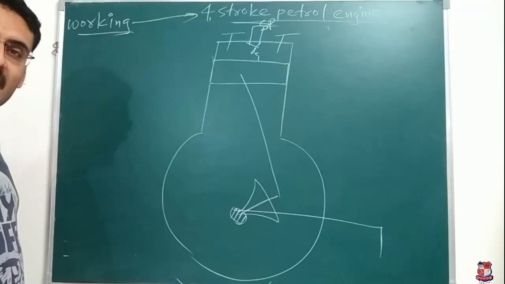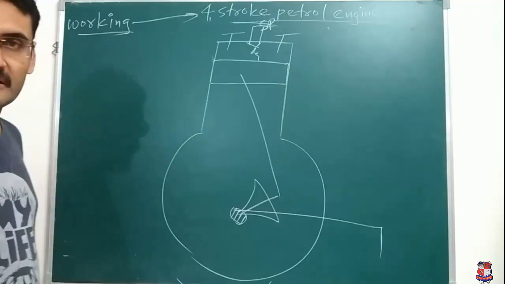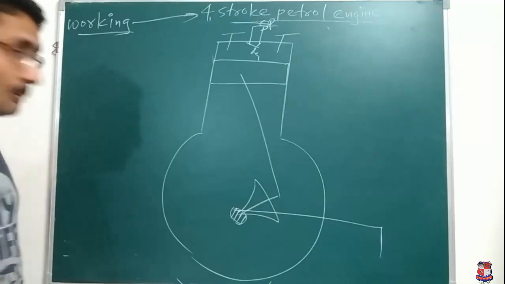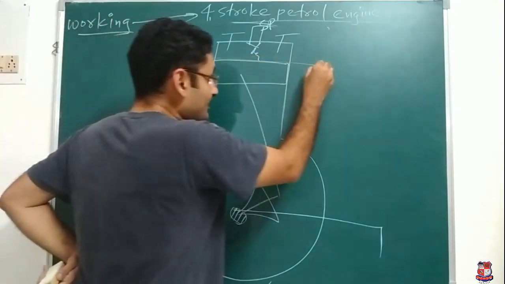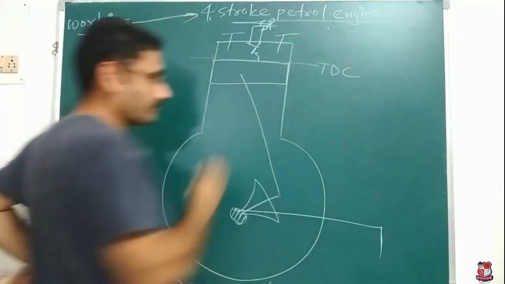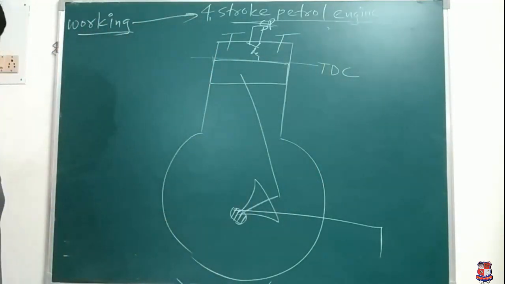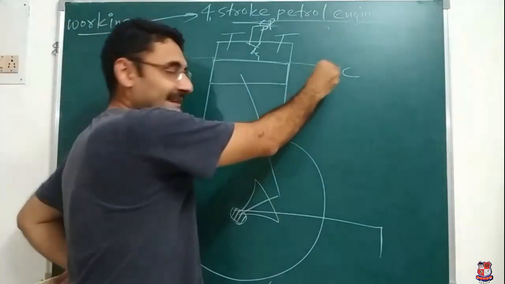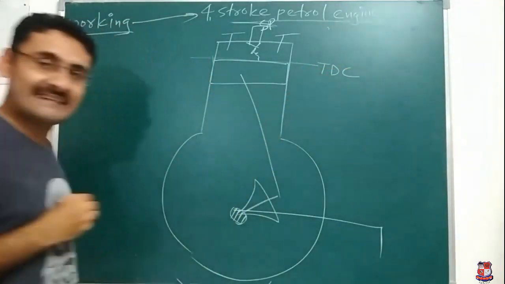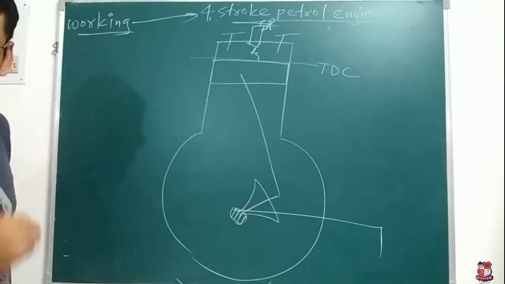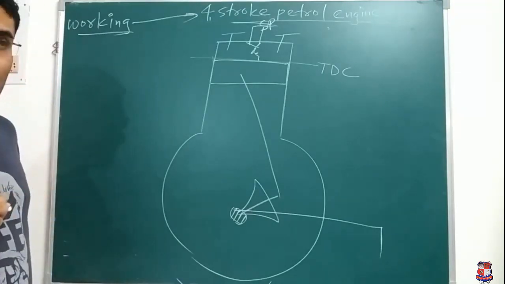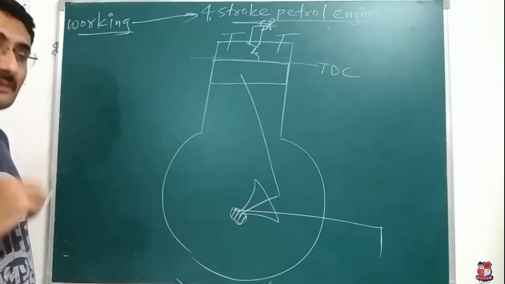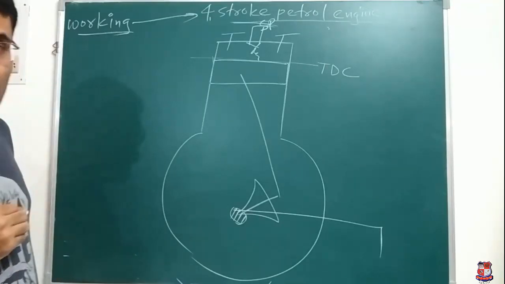Now, two positions are there. Those two positions are very much important to understand from the point of view of working principle. First point is known as TDC. TDC means what? TDC means top dead center. T stands for top, D stands for dead, C stands for center. Now, dead center means what? Have you heard about a deadline to fill the form? Deadline to fill the form means what? Supposing tomorrow will be the deadline to fill the form.